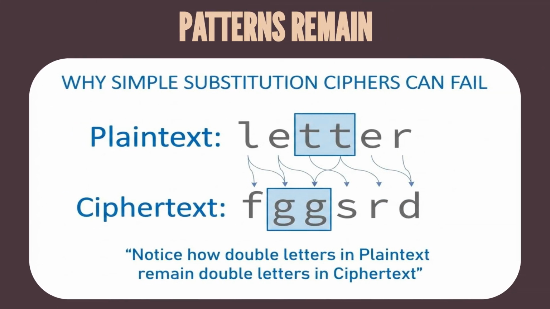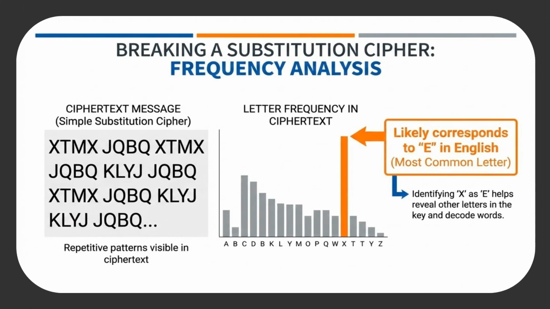The cipher fails because it retains the structural patterns of the original words. For instance, double letters in the plaintext remain double letters in the ciphertext. Crucially, this cipher is vulnerable to frequency analysis. Since E is the most common letter in English, finding the most frequent letter in the code quickly reveals the key, making the whole message fall apart.